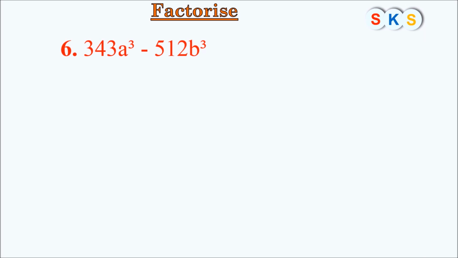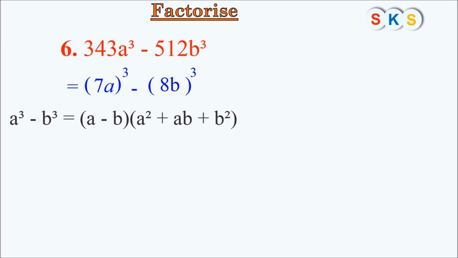Question number 6. 343a cube minus 512b raised to 3. Here the first term is cube of 7a. So we will write this as 7a the whole cube. And the second term is cube of 8b. So we will write this as 8b whole raised to 3. Now this question is converted in the form of a cube minus b cube. So we will use the formula of a cube minus b cube. And a cube minus b cube is equals to a minus b into a square plus ab plus b square.